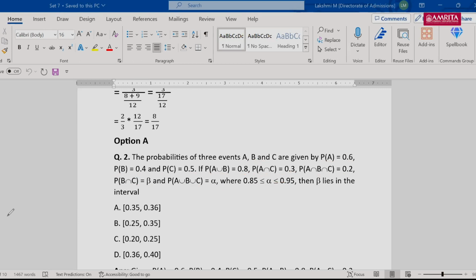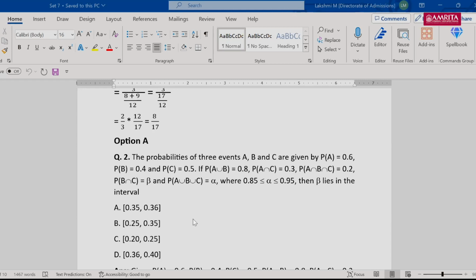But these type of questions, with a really small change in the values, started coming up in the examination, because the same pattern is repeating actually. So I want all of you to start answering this question. The range is given as beta lies in 0.35, 0.36, 0.25, 0.35, 0.20, 0.25, 0.36, and 0.40. Everything is given. You just have to substitute it in the formula that you have studied, which helps you to find the range of B.